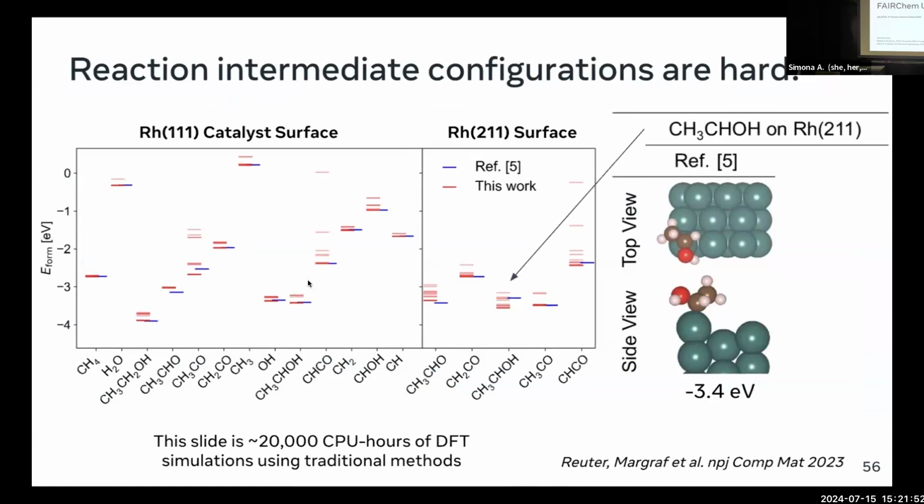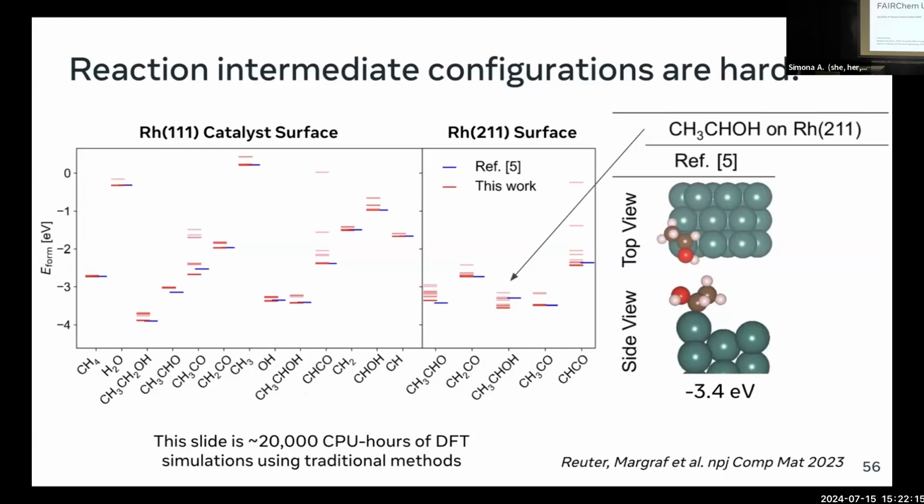This slide also looks very simple. Every single one of these is a couple of nodes running for a couple of days, and there's many. So this slide is, I would estimate, something like 20,000 CPU hours of DFT to run. Again, very, very expensive.